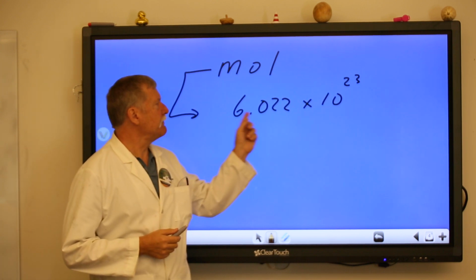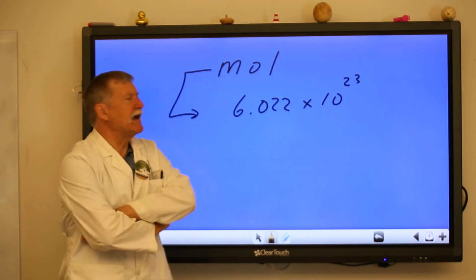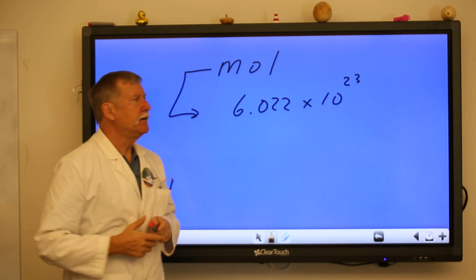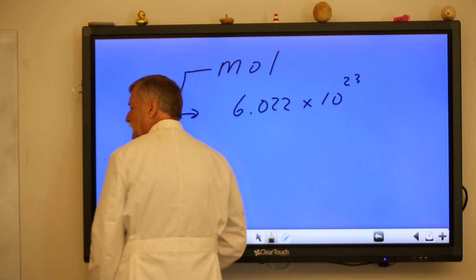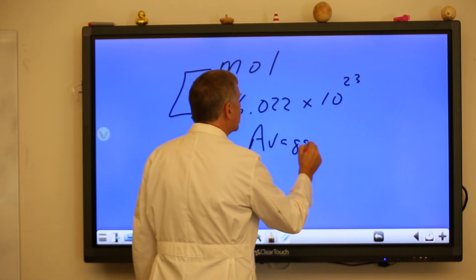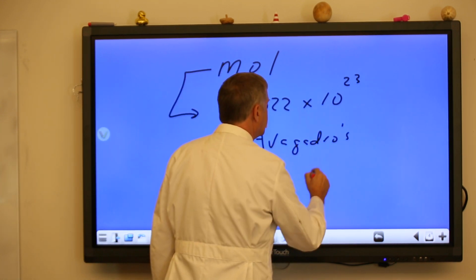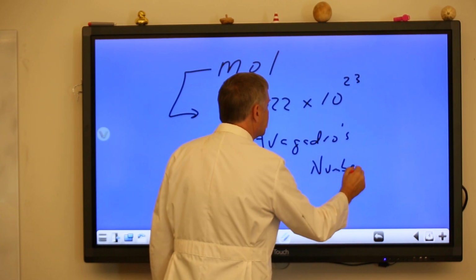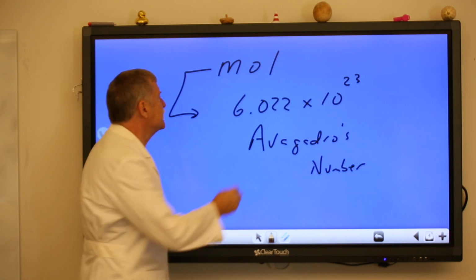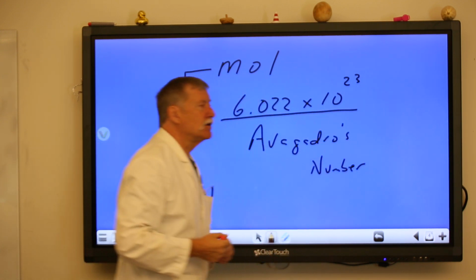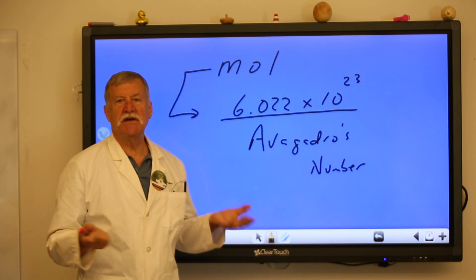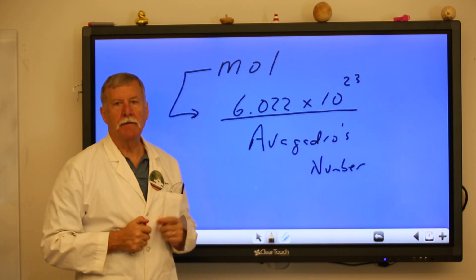That's a 6.022 with 20 zeros after it. It's a big number. That number has a name. It's called Avogadro's number. Pretty famous number in chemistry, and your book doesn't even talk about it. All right? 6.022 times 10 to the 23rd, Avogadro's number, or the number of atoms in one mole of something.